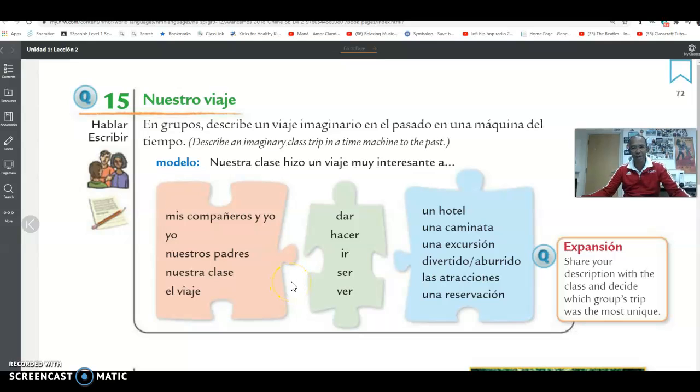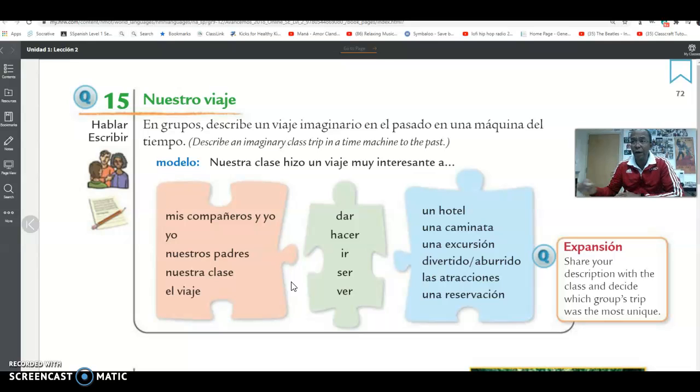Hola, ¿cómo están? Vamos a practicar los verbos irregulares, como por ejemplo el verbo dar, el verbo hacer, el verbo ir, ser y ver. Dar, to give, hacer, to do or to make, ir, to go, ser, to be, and ver, to see. So these are the irregular verbs that we talked about yesterday. And what you need to know here is how to use them, right? These are all irregular verbs.